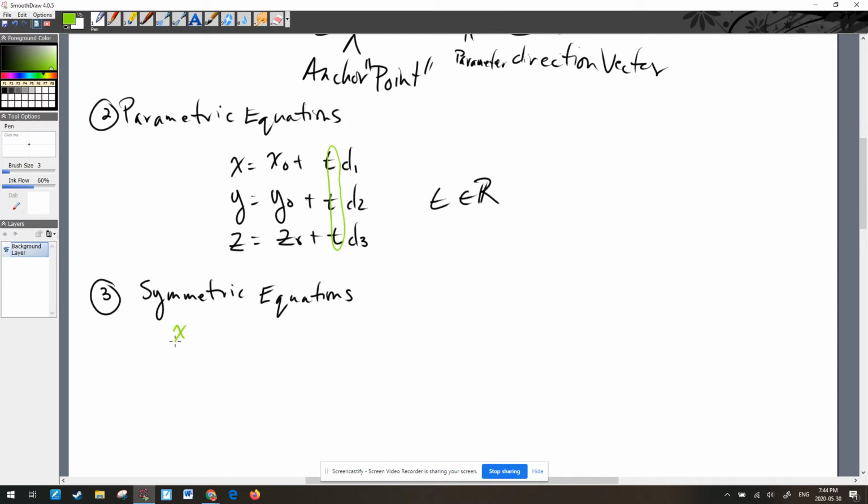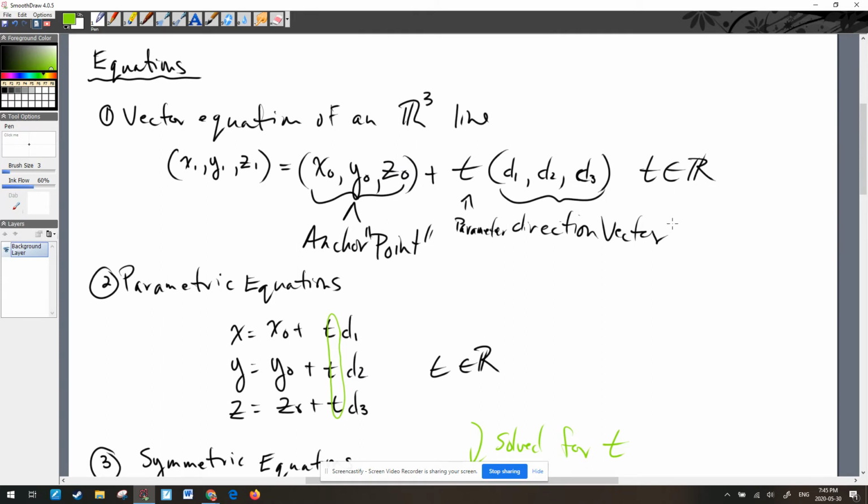So we would have x minus x naught over d1 is equal to y minus y naught over d2 is equal to z minus z naught over d3. Again, you don't really need to include this, but it's equal to t, because that's exactly what we did: we solved for t in each of those equations. So to go from here to here, we solved for t. In theory, you can say we just isolate the components. That's what we did to go from there to there.